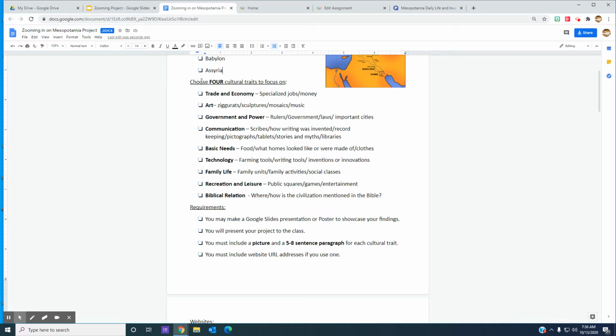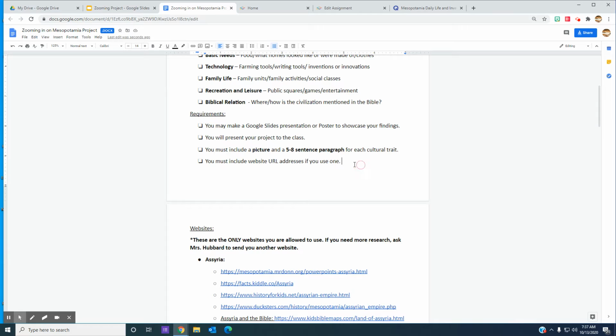What you'll be looking for is 4 cultural traits to focus on. You will be researching 4 of these things, and you get to choose which 4 you want to research. There's trade and economy, and then some examples. These are not set in stone, they're just examples: art, government and power, communication, basic needs, technology, family life, recreation and leisure, and biblical relation, which means how or where the civilization is mentioned in the Bible. Those are all ideas for the 4 things that you'll be researching.